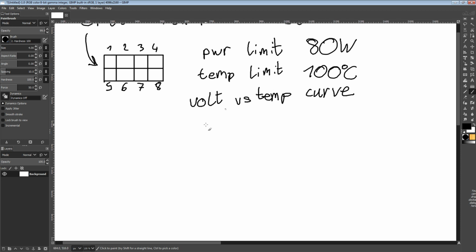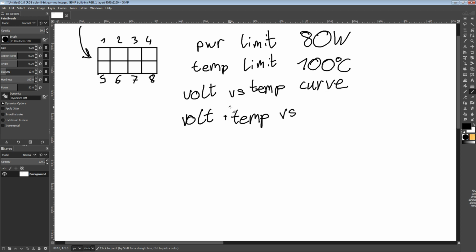So we have a voltage temperature curve, and then we're going to have a volt plus temp versus frequency curve. Now the temperature part of that is optional. You don't necessarily need it. It depends on how smart you want your boost algorithm to be. At lower temperatures, you can hit higher clocks at the same voltage, so you'd ideally want to combine voltage and temperature into that curve as well.